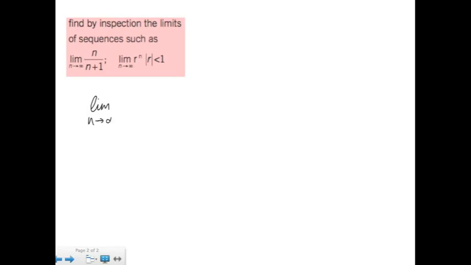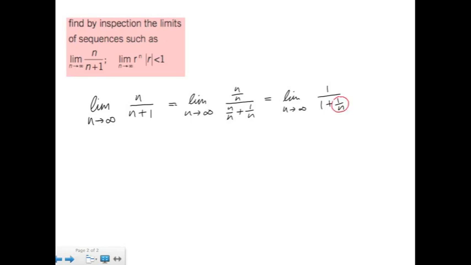If we consider the first of these, the limit as n goes to infinity of n over n plus 1, well, we can rewrite this by dividing above and below each part of it by n. When we do this, the limit turns into the limit as n goes to infinity of 1 over 1 plus 1 over n. Now this 1 over n, let's consider the value of this as n goes to infinity.